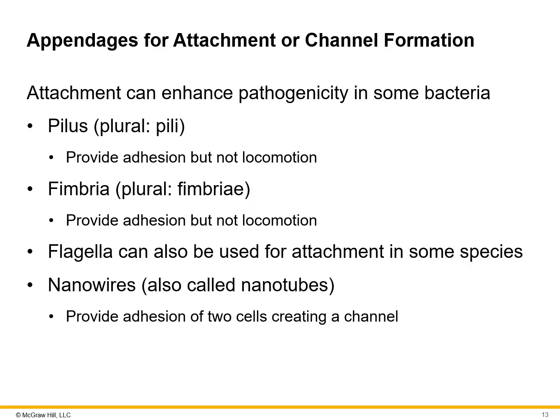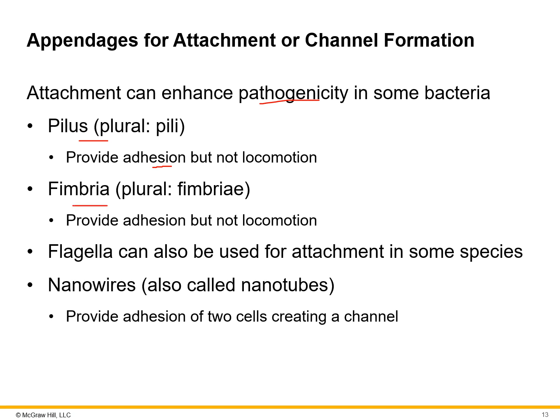Now, some of the appendages in this section enhance their pathogenicity. So again, a pathogen is a microbe that can cause a disease. Pathogenicity is how well it is able to cause disease. So pili, or pilus is singular, pili plural, it allows adhesion. It doesn't let it move like the flagella, but it allows it to attach. So one of the first things the microbe has to do to cause an infection is to attach to a surface. So the pili can help with that.